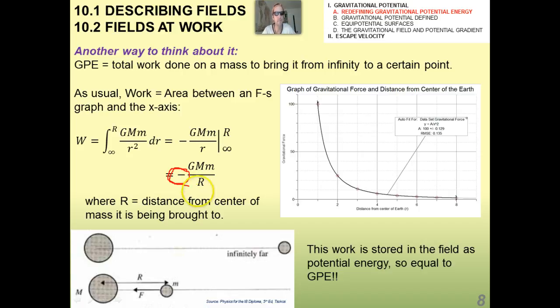It's our friend, okay? And r is the distance from the center to the center of the mass it is being brought to. So in other words, you can think of the work as being stored in the field as gravitational potential energy, as always, and it's exactly equal to the gravitational potential energy. That is why work is in joules and potential energy is also in joules.